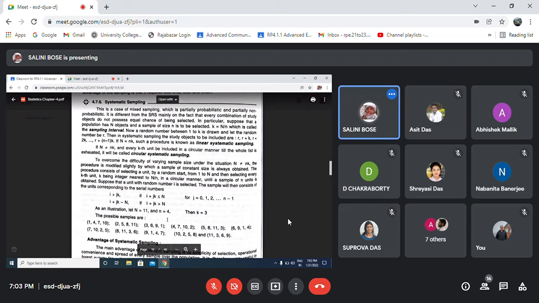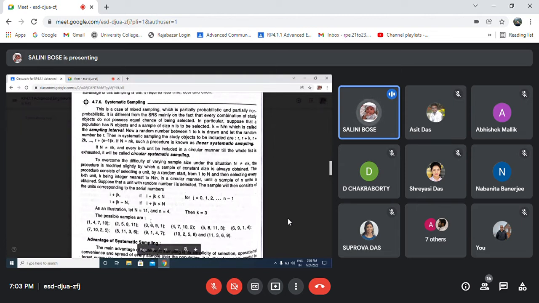So next, because my sample size can be 4, I can take another sample. Suppose we start with 2. After 2, the interval k is 3, so 2 plus 3, that is 5. Then again the interval is 3, 5 plus 3 is 8, then 8 plus 3, that is 11. After 11 you cannot continue, because you have got a sample size of 4, so this is the second sample.